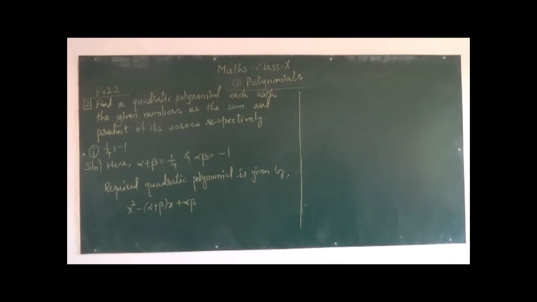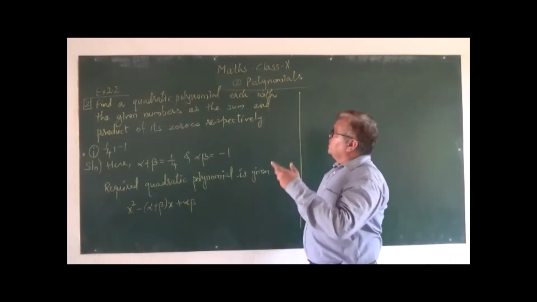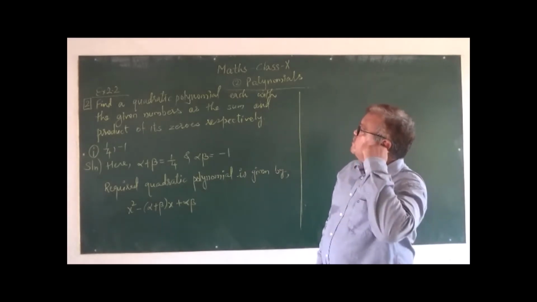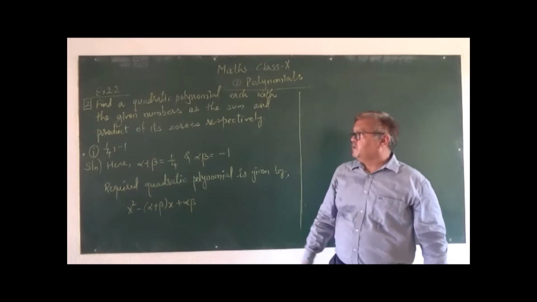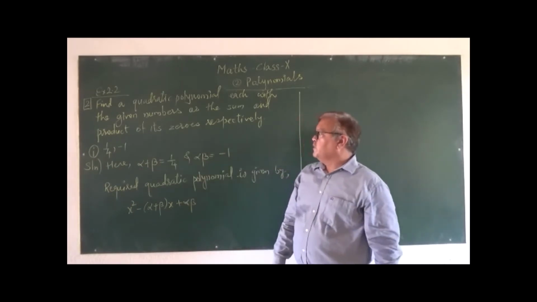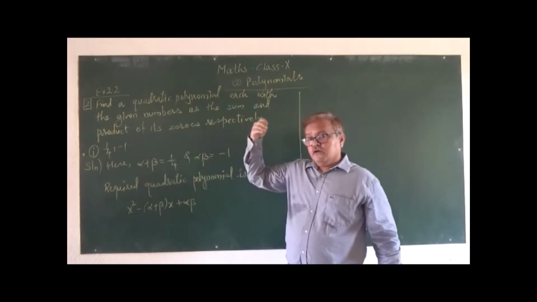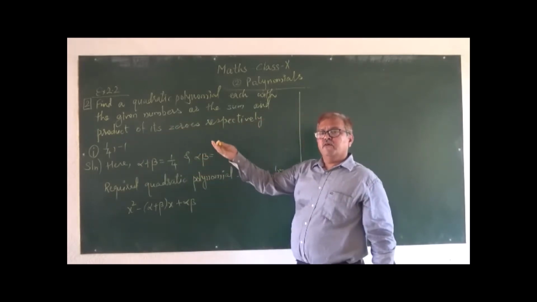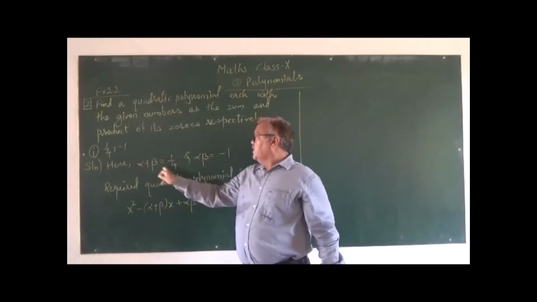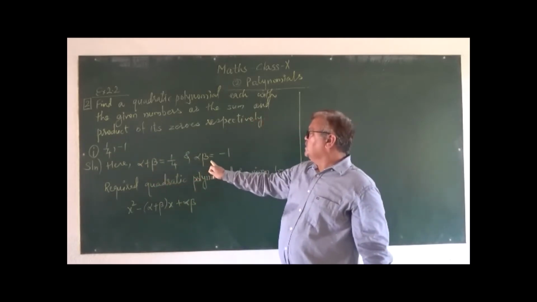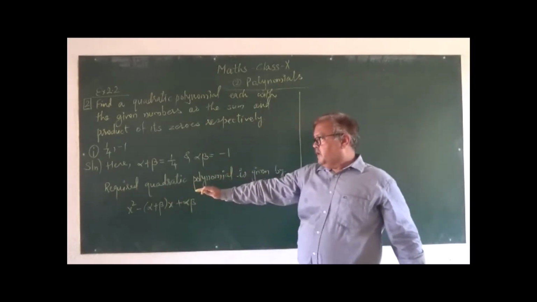Let us see the second question. Find the quadratic polynomial, each with the given numbers as the sum and product of its zeros respectively. So first one is 1 upon 4, minus 1. So 1 by 4 is the sum. Let us assume that alpha and beta are the zeros as per theory. So alpha plus beta, the sum, is 1 by 4 and the product, alpha into beta, is minus 1.